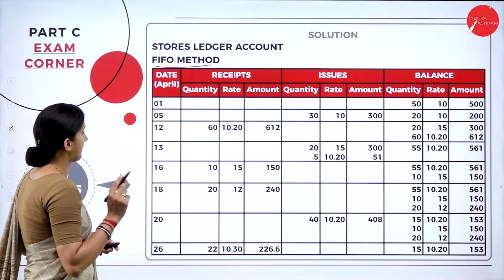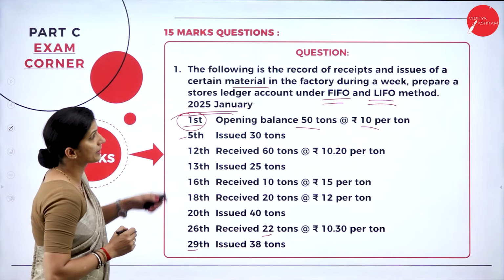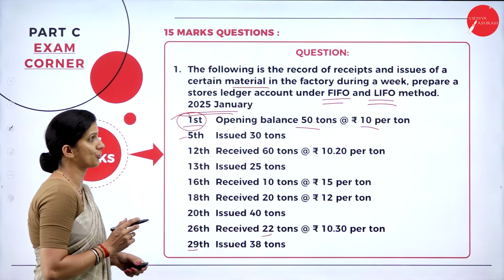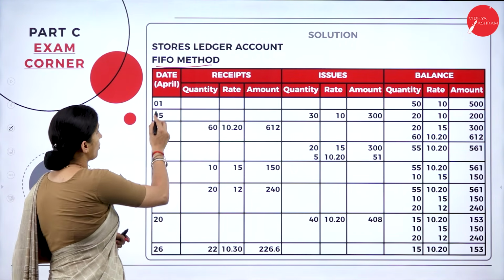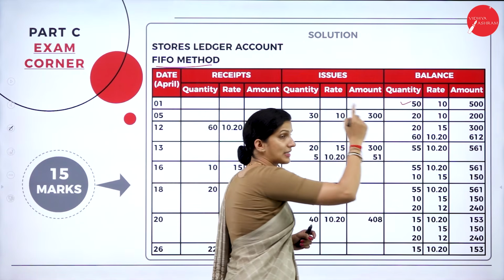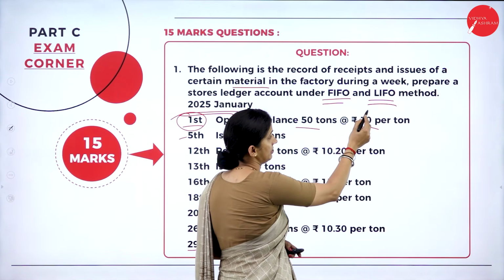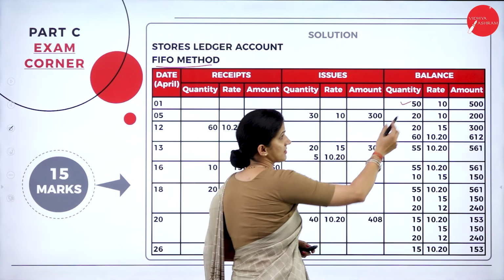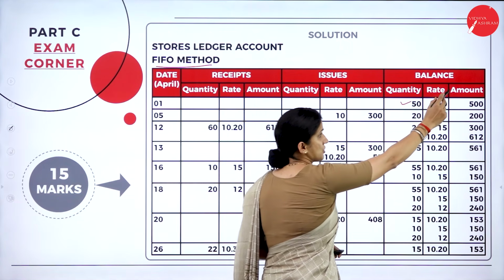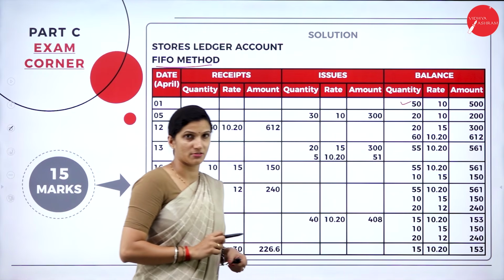So we'll start passing the transaction. First, we have on first opening balance 50 tons at rupees 10 per ton. So on first, you have the balance column: quantity it is 50, rate it is 10. That is the rate per unit, 10 per ton. So the amount, 50 into 10, it is 500.